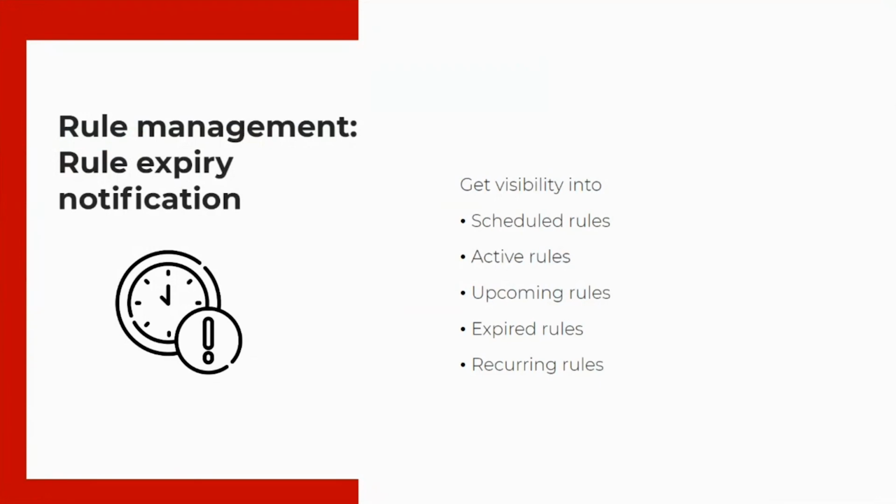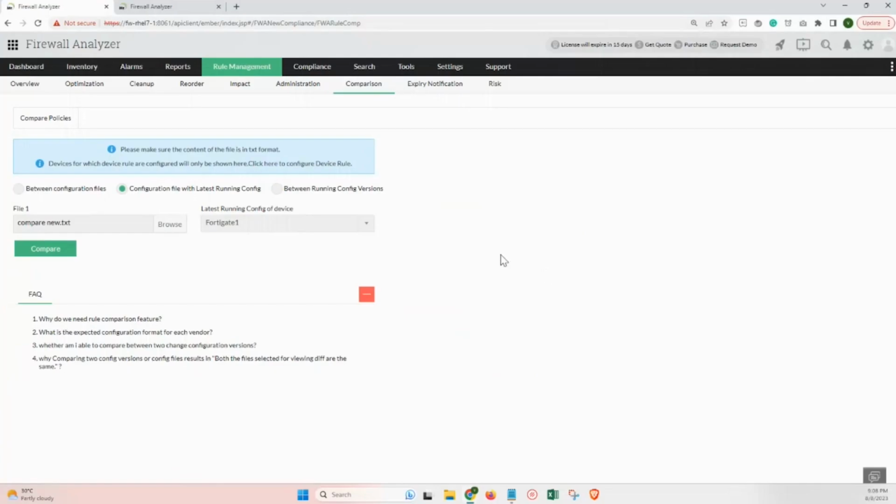Firewall Analyzer's expiry notification feature can help the security admins to track the status of the firewall rules and get notified as and when the rules are expired. So this helps you to get visibility on the scheduled rules, the active rules, upcoming rules, expired rules, and also the recurring rules. So let me quickly take you to the product to show that to you in working.